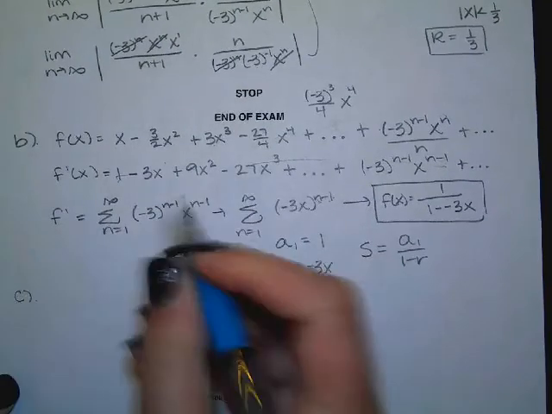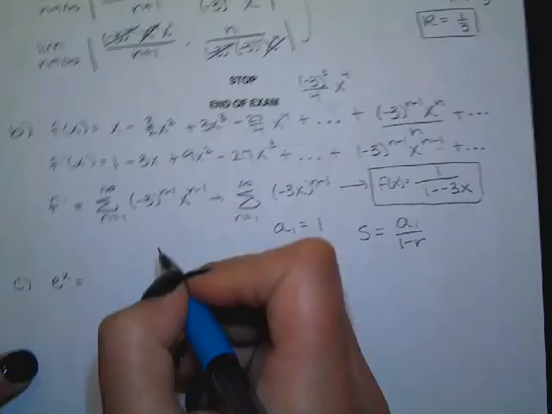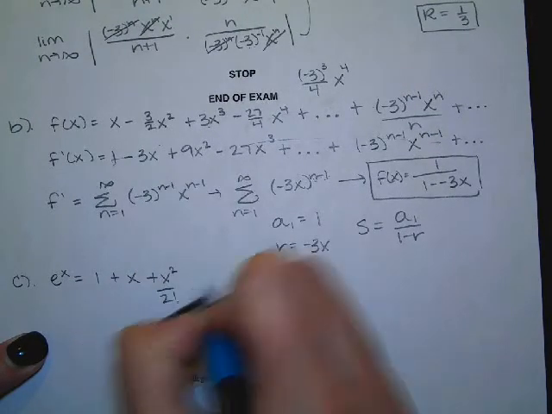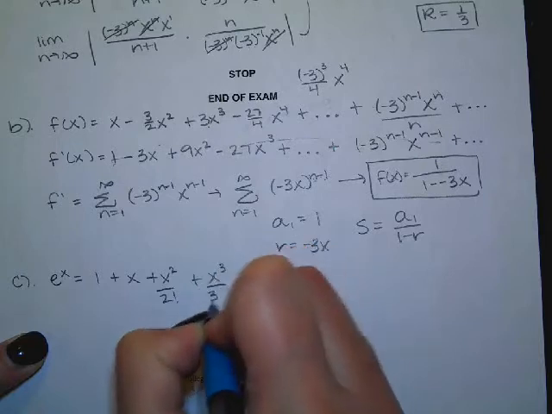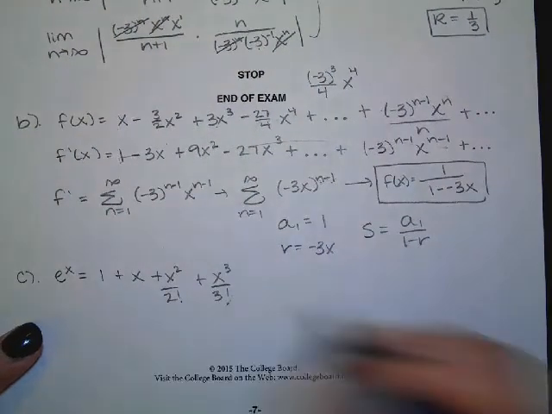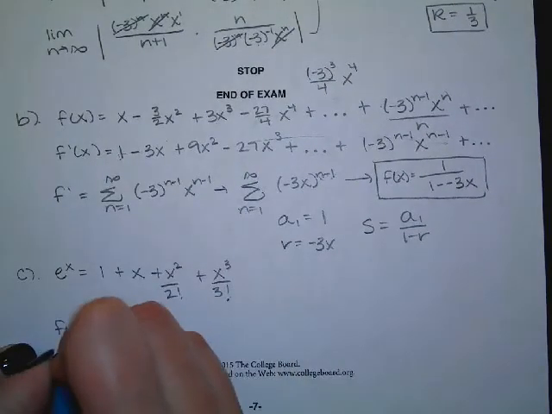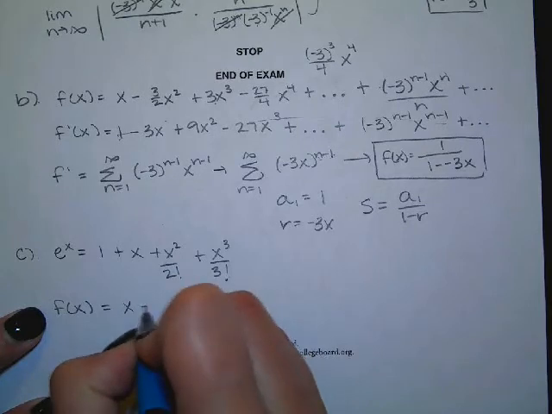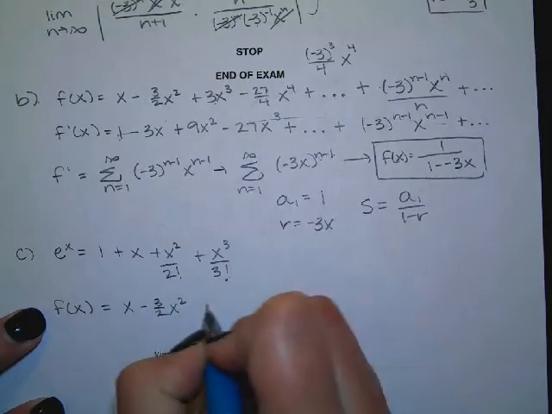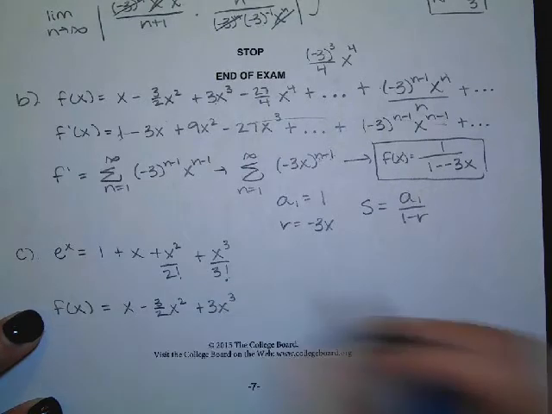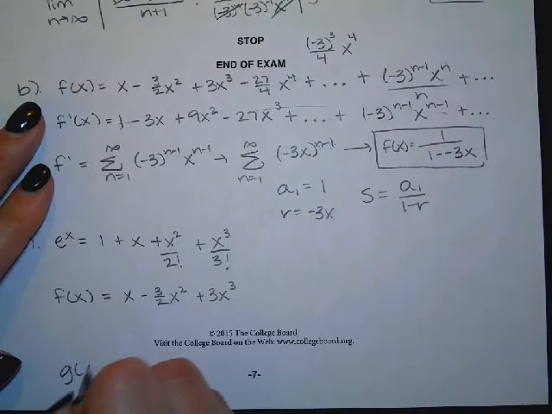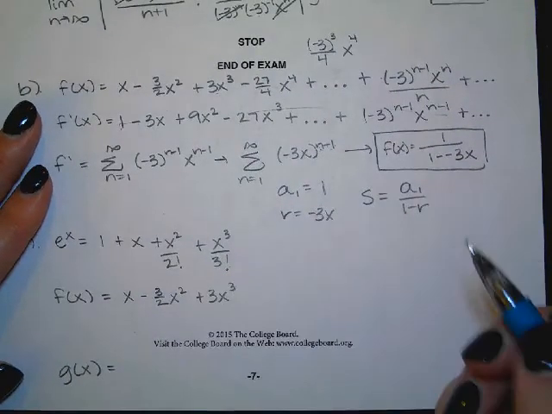All right, Maclaurin series for e to the x. We've got 1 plus x squared over 2 factorial plus x to the third over 3 factorial. Okay, and then they want f of x as well, which I'm just going to write these down real quick. I'm only going to the third power because what they actually want from this is they want us to find g of x, and g of x is these two multiplied together.